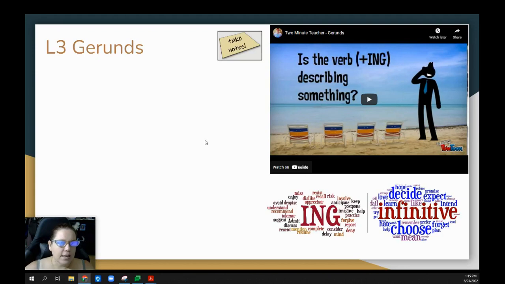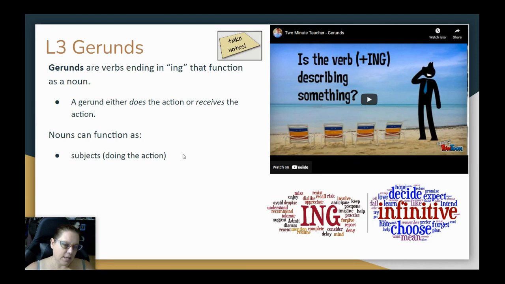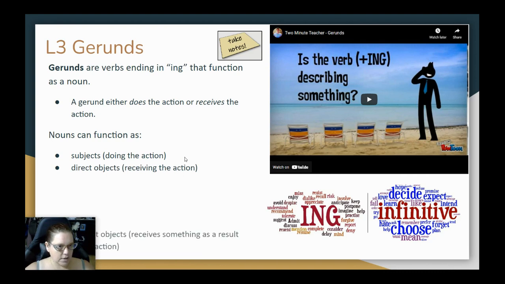Lesson 3 in the curriculum is on gerunds. A gerund is a verb that ends in ing, but it functions as a noun. Okay, so a gerund either does the action or receives the action. Nouns can function as subjects, which are doing the action, direct objects, which are receiving the action.